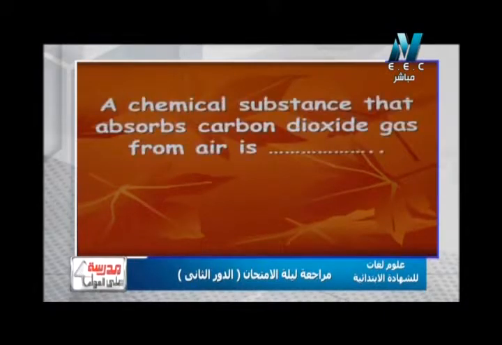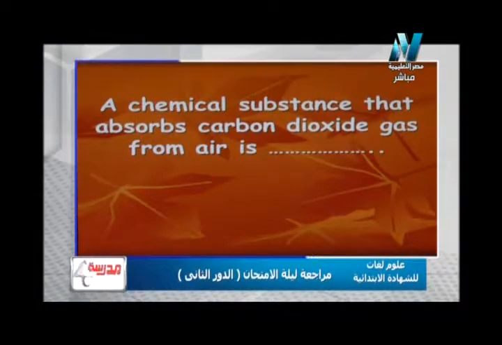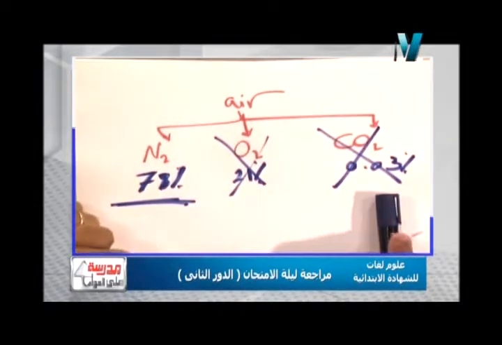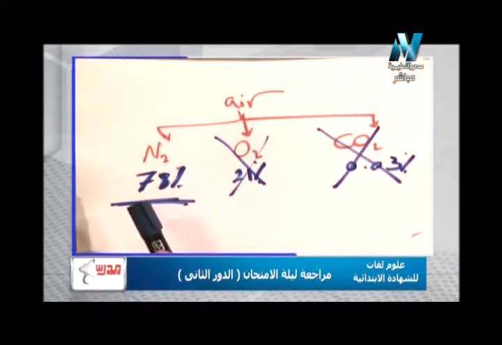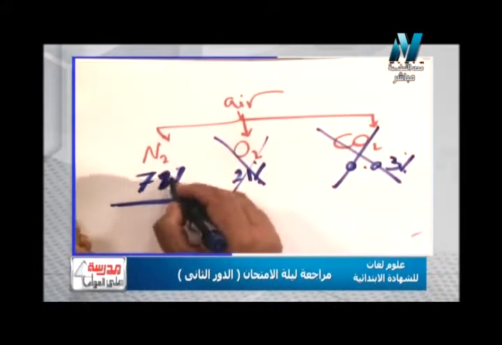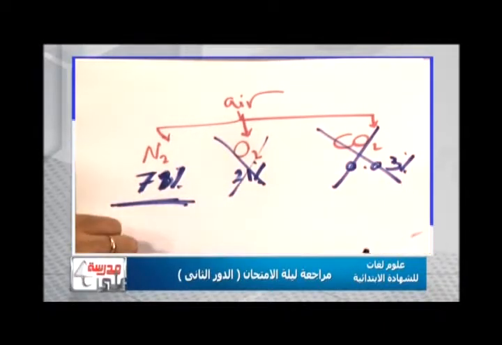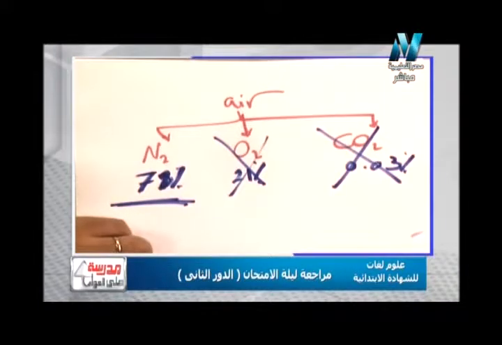Another question. A chemical substance that absorbs carbon dioxide gas from air. هنا بنرجع تاني لموضوع النيتروجين gas. مين المادة اللي بتمتص الكربون دايوكسيد gas عشان تخلصني منه to remove carbon dioxide gas and at last I will have nitrogen gas. So I will remind you again, we have three gas in the air which are oxygen, nitrogen and carbon dioxide. If I remove carbon dioxide and the oxygen gas, I will have nitrogen gas which has the most abundant percentage, 78%. So what is the substance? هي المادة that absorb or remove carbon dioxide gas.